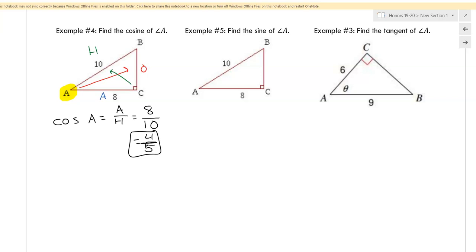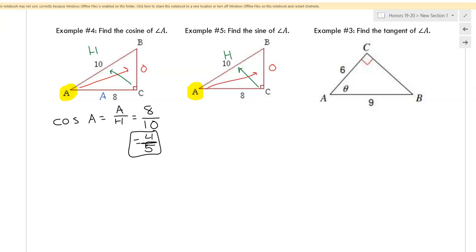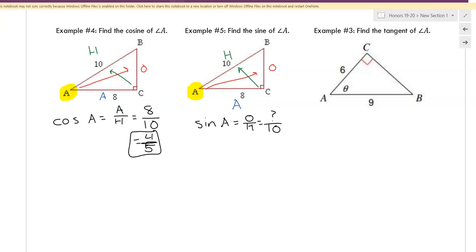Now we look at example 5, find the sine of angle A. Well, same thing. Here's angle A. I have my hypotenuse, the opposite side, and my adjacent side. Okay? So if I was to find the sine of angle A, that's the opposite over the hypotenuse. Well, if we look at our picture, we don't know what the opposite side is, right? So right now, all I know is this is something over 10. So I need to know what this something is.